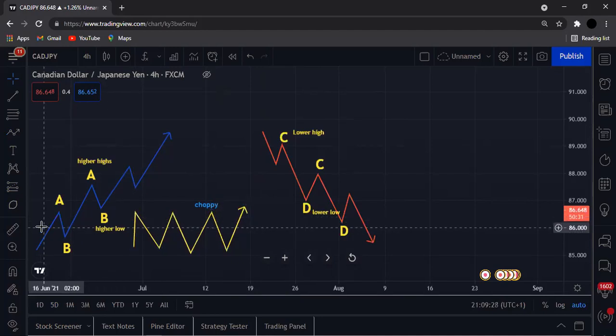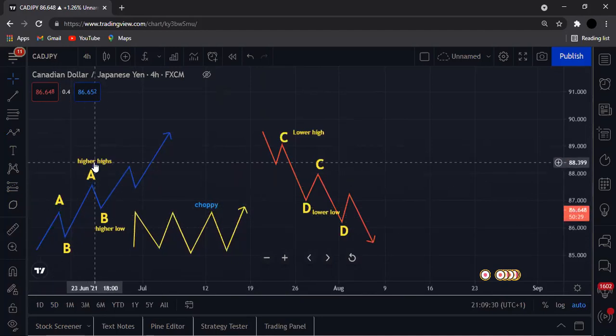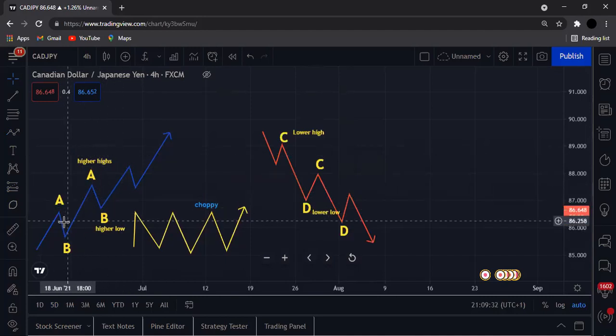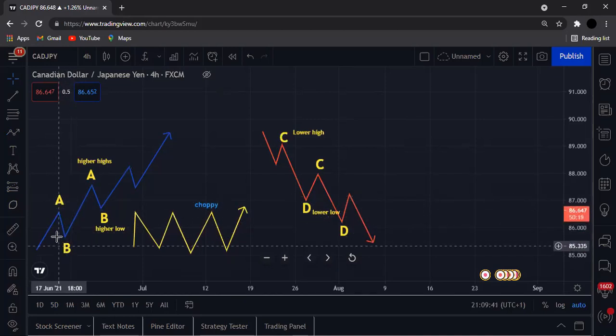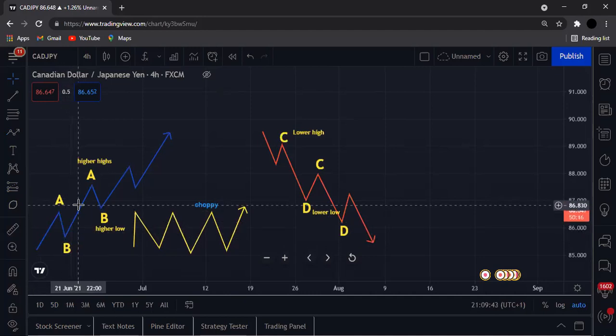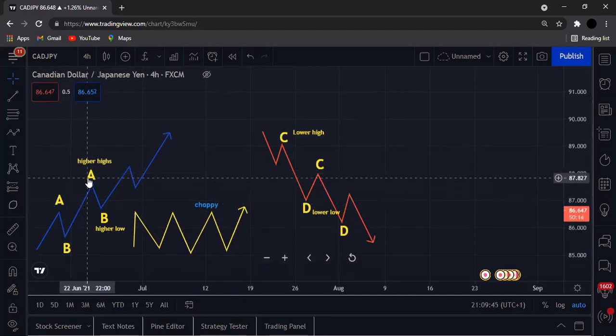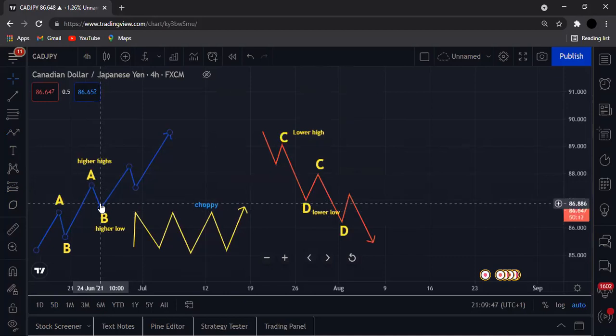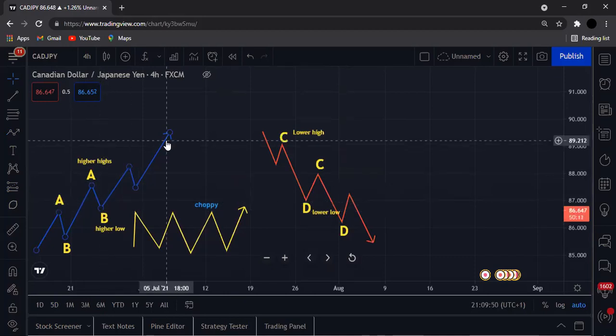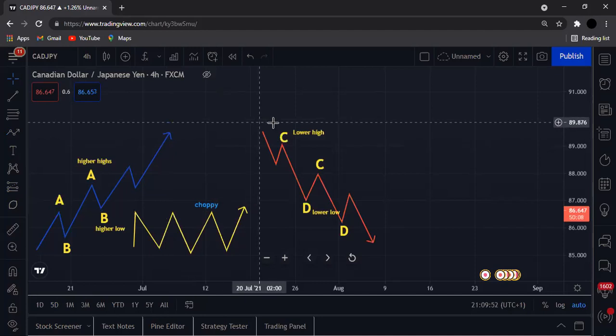So for the uptrend, we use the prefix high, higher highs, irrespective of the position. This level is a higher high. Then the retracement is a higher low. Then this other part is another higher high. Then the B part, a higher low.